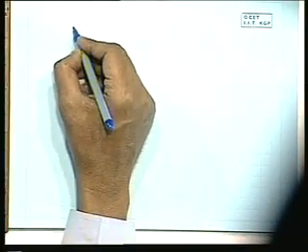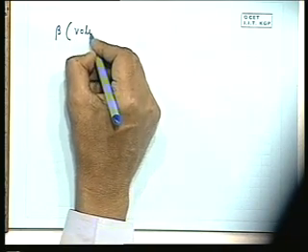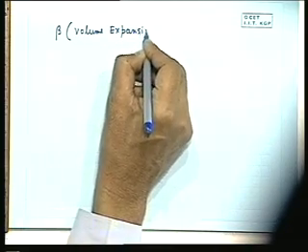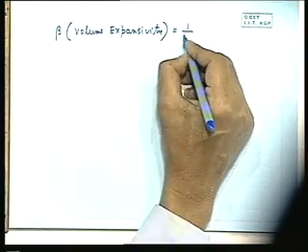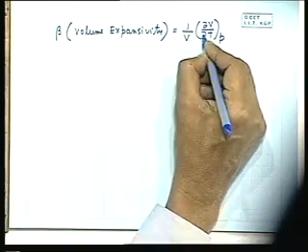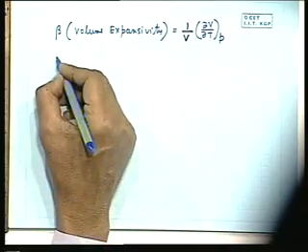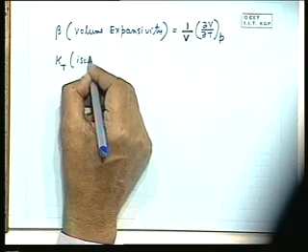Now after that, there are certain definitions. We define beta, known as volume expansivity. You must know, it is defined as 1 by V del V del T. Probably you know that at constant pressure the change in volume with respect to temperature divided by the volume is known as the volume expansivity. Another quantity is KT, that is isothermal compressibility.